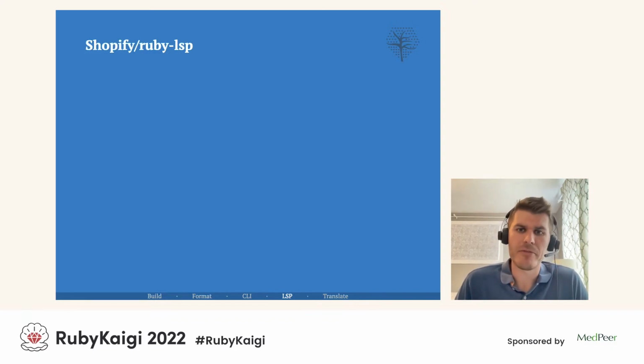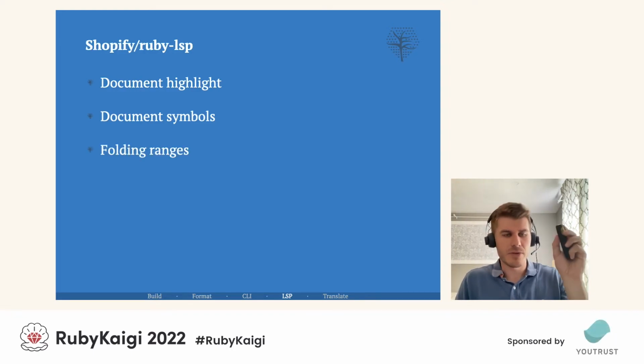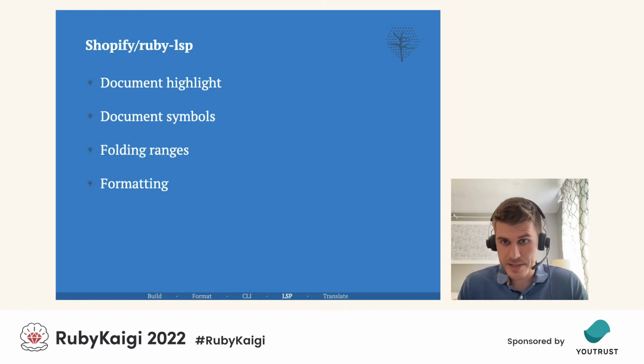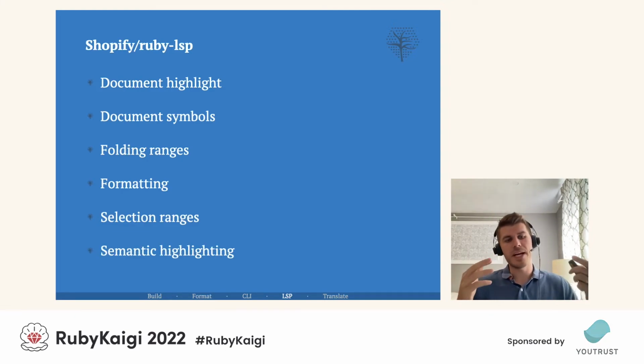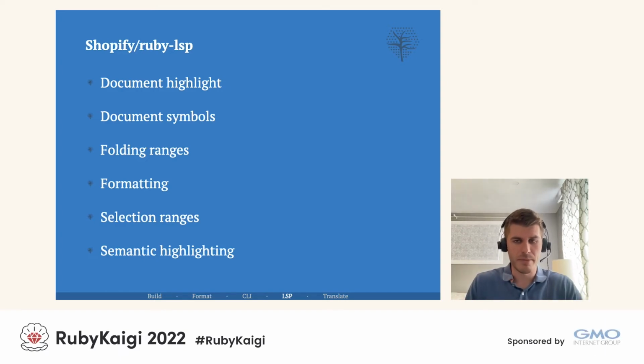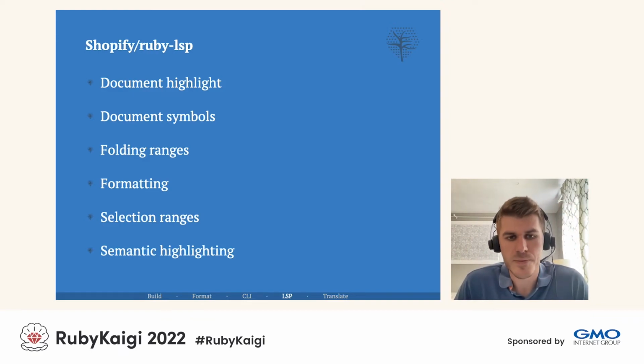And I want to talk about it very briefly here. It includes document highlighting, document symbols, so you can jump to, for instance, a method definition, folding ranges to fold a method or a class or a module, formatting support, as I mentioned, with syntax tree, but also with RubyKaigi, and the ability to specify selection ranges and semantic highlighting, for instance, being able to reflect on if something is a local variable or a method call. So, this is just the beginnings of making Ruby developer experience better.